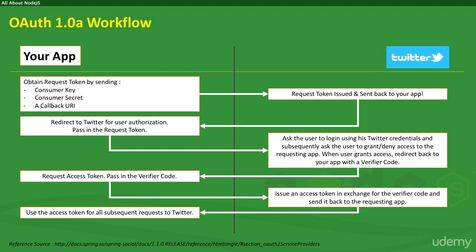So in a nutshell, we get an access token at the end of the process, and our app uses that to obtain user-centric data from an OAuth 1.0a provider such as Twitter.